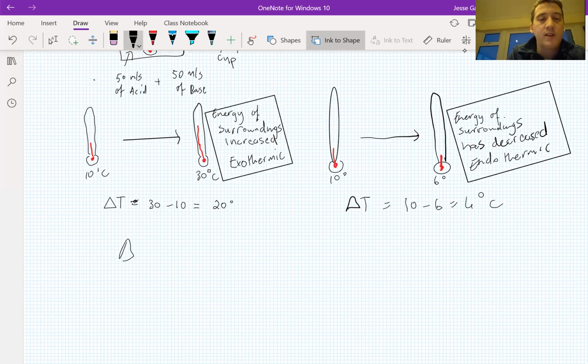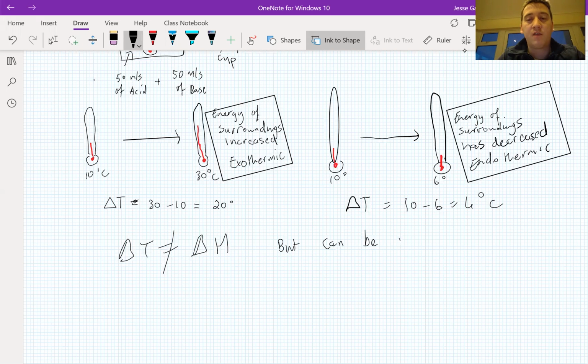Now, one important note is that delta T does not equal delta H. They are not the same thing. So you cannot just say, oh, the change in temperature, the delta H for that is 4 degrees Celsius. That would be wrong because that is a change in temperature. But you can use the change in temperature using some formulas, which I will talk about when I do the video on this particular experiment. You can use the heat change to work out what the delta H is. Okay, so delta T is not equal to delta H, but it can be used to find delta H.